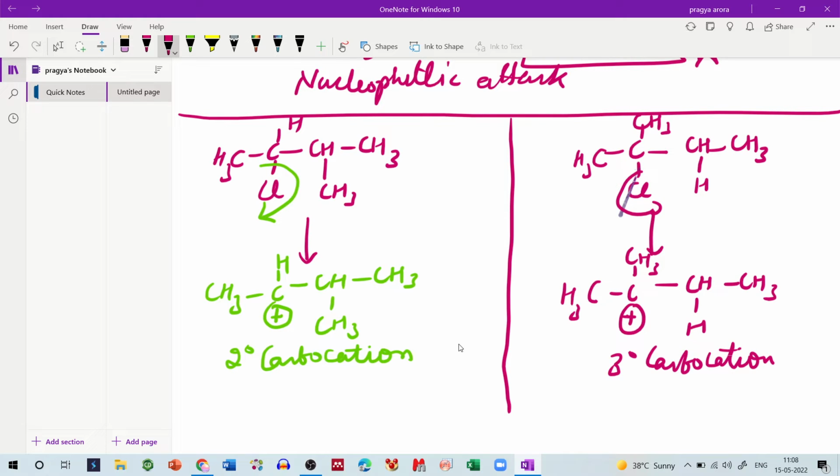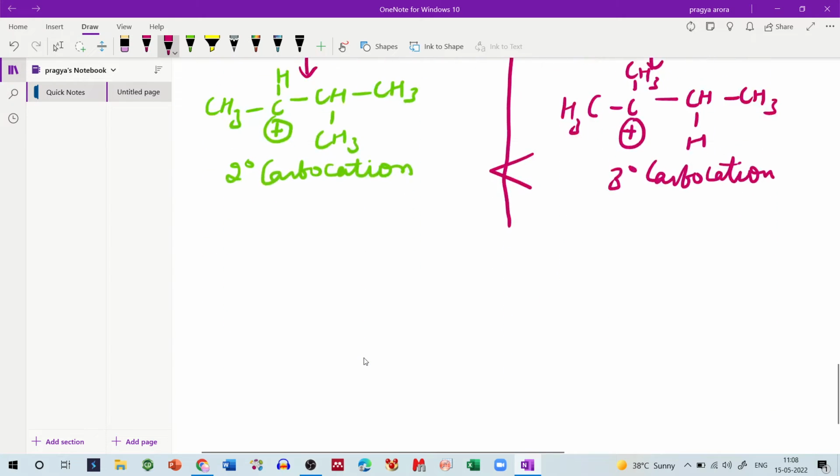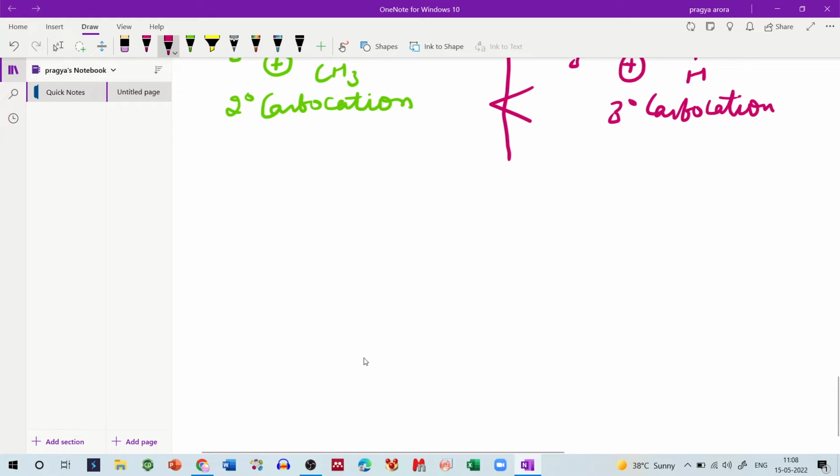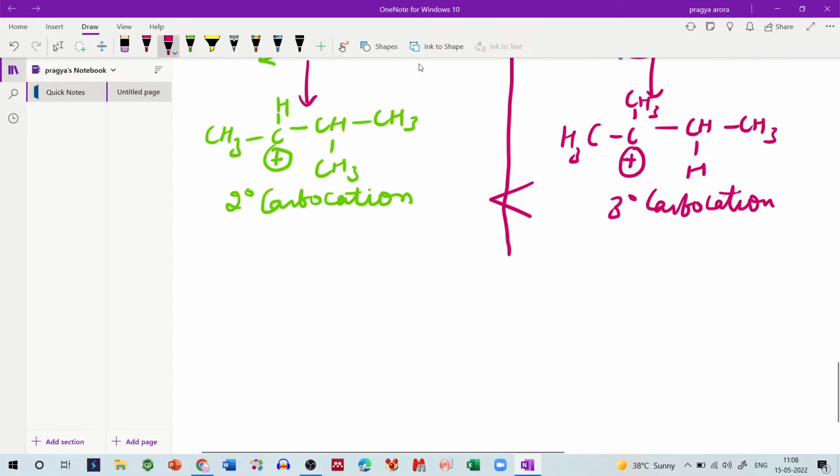Out of the two, you will see the tertiary carbocation is more stable than the secondary carbocation, based on the inductive effect. I hope you know from class 11 that the carbocation with more groups attached is more stable. On the basis of the inductive effect, we can say the tertiary carbocation is more stable than the secondary carbocation. Now, once this carbocation is generated, there is a rearrangement possibility in order to stabilize it.